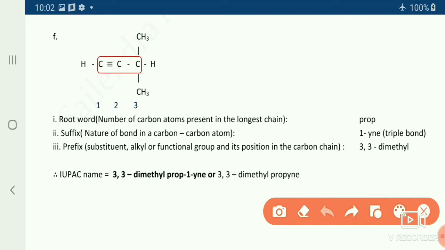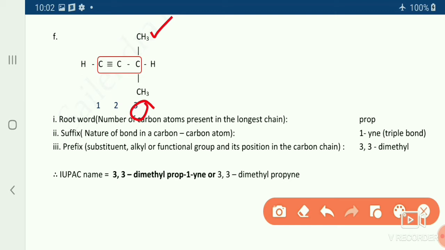So yne and position is 1. So our suffix is 1-yne. Clear? Then we go finally with the prefix, the branch. Okay, so we have one here and one here. Both are methyl groups. And what is the position of this methyl group? This one, it is 3, position 3 here.